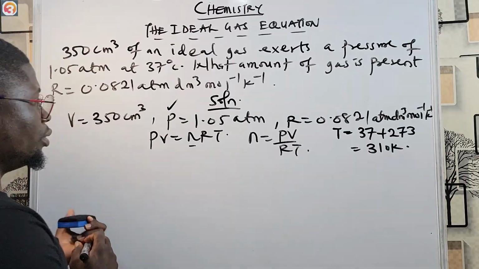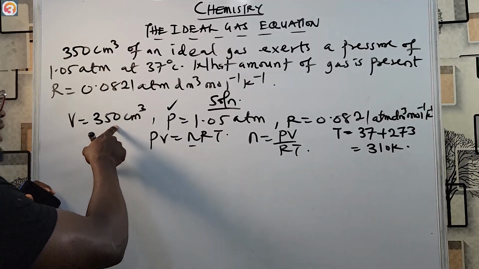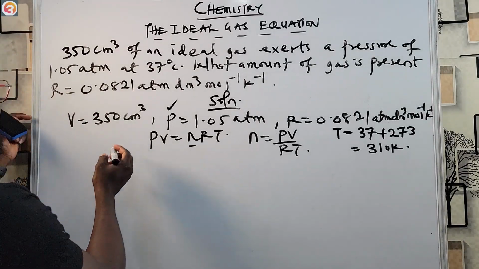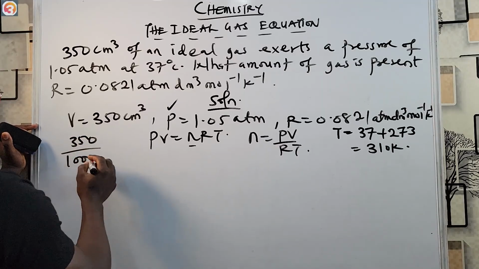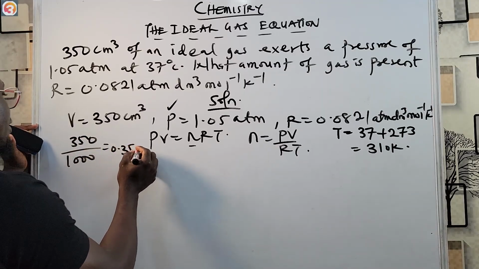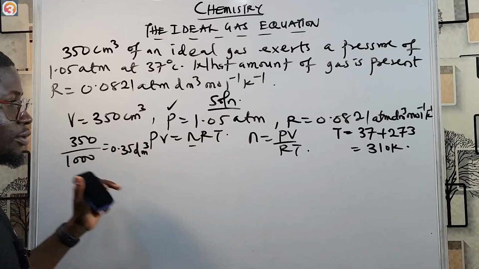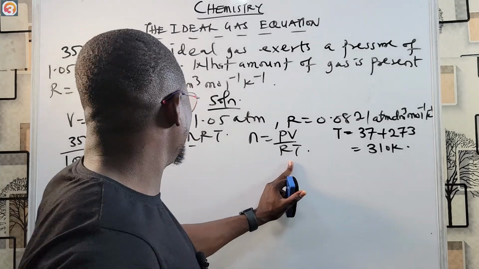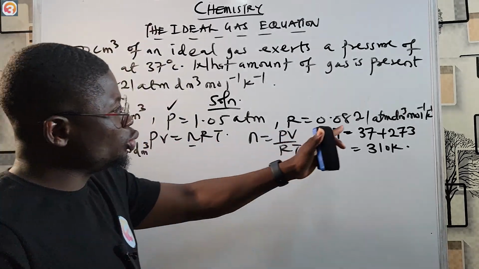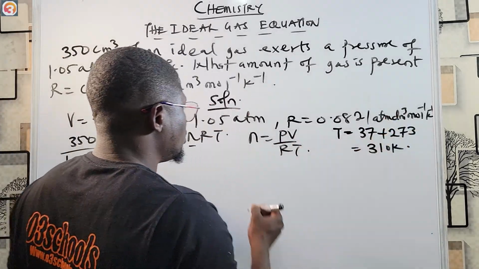So now, convert this volume to dm cube. How do you do that? Simply divide by 1000. So 350 over 1000 will give us 0.35 dm cube. All right, so we can use this dm cube to calculate. We can never use the centimeter cube because of the unit of R here. All right, so let's go.